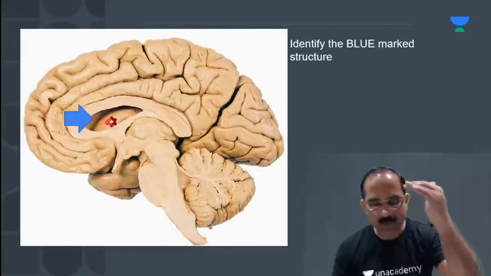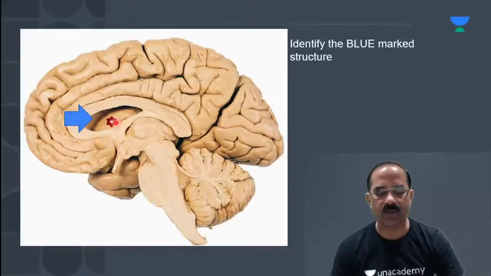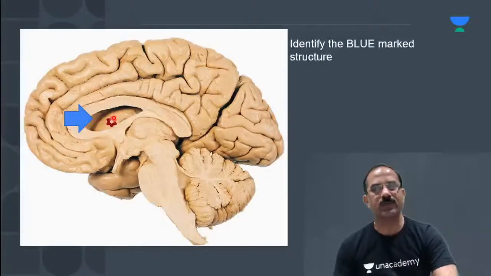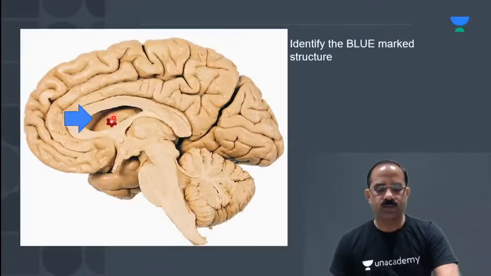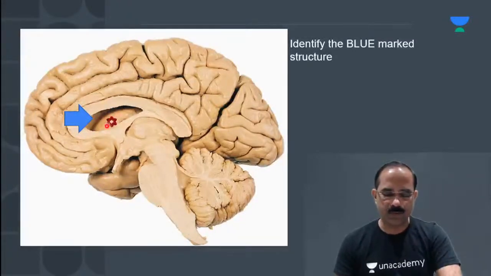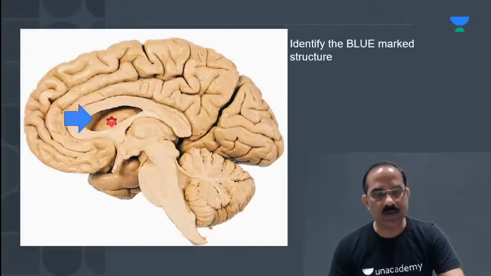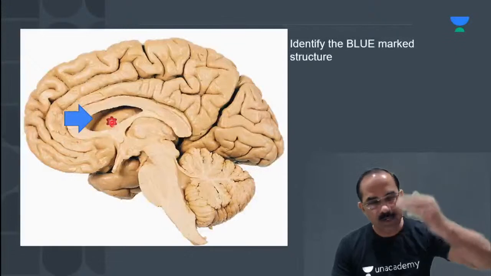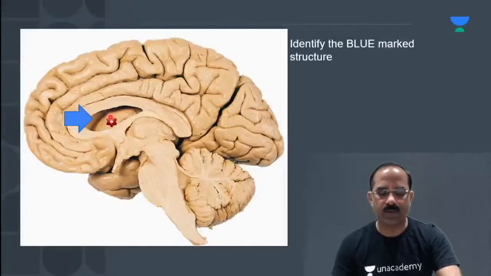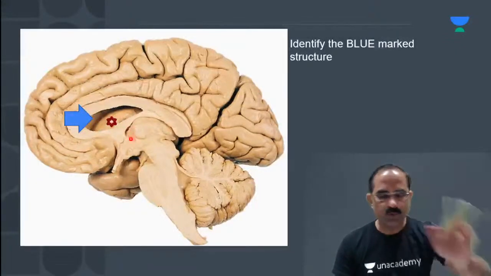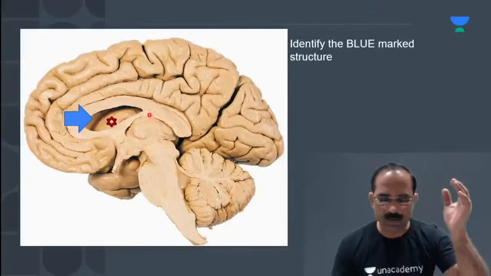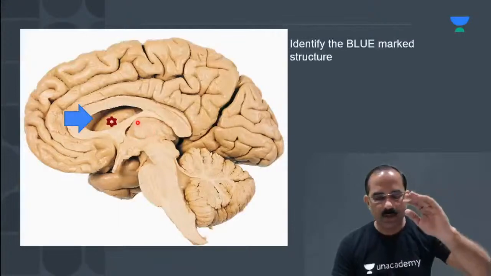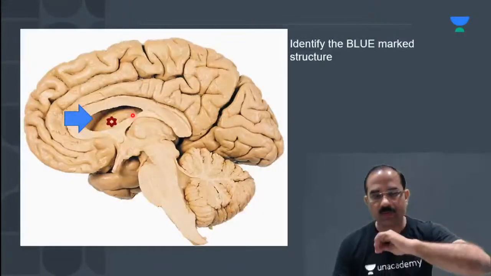And what is that nucleus which you are seeing inside the lateral ventricle? The starred one. This nucleus lies in the floor of the lateral ventricle. There are two nuclei in the floor. This is the thalamus. So there are two nuclei lying in the floor of the lateral ventricle.